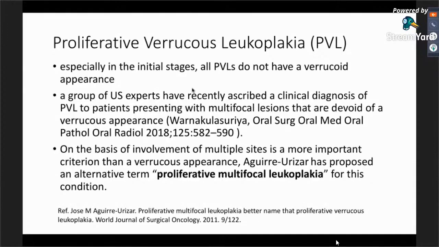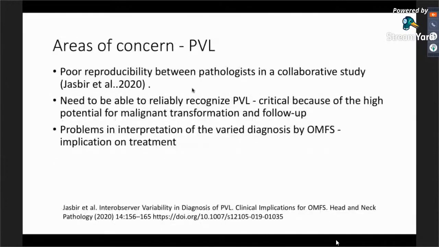So our areas of concern for proliferative verrucous leukoplakia is poor reproducibility between pathologists. This was in the collaborative study that I've mentioned. We need to be able to reliably recognize proliferative verrucous leukoplakia. Therefore, it's critical because of the high potential for malignant transformation and follow-up, and problems in interpretation of the varied diagnosis by oral maxillofacial surgeons. And this has implications on the treatment.